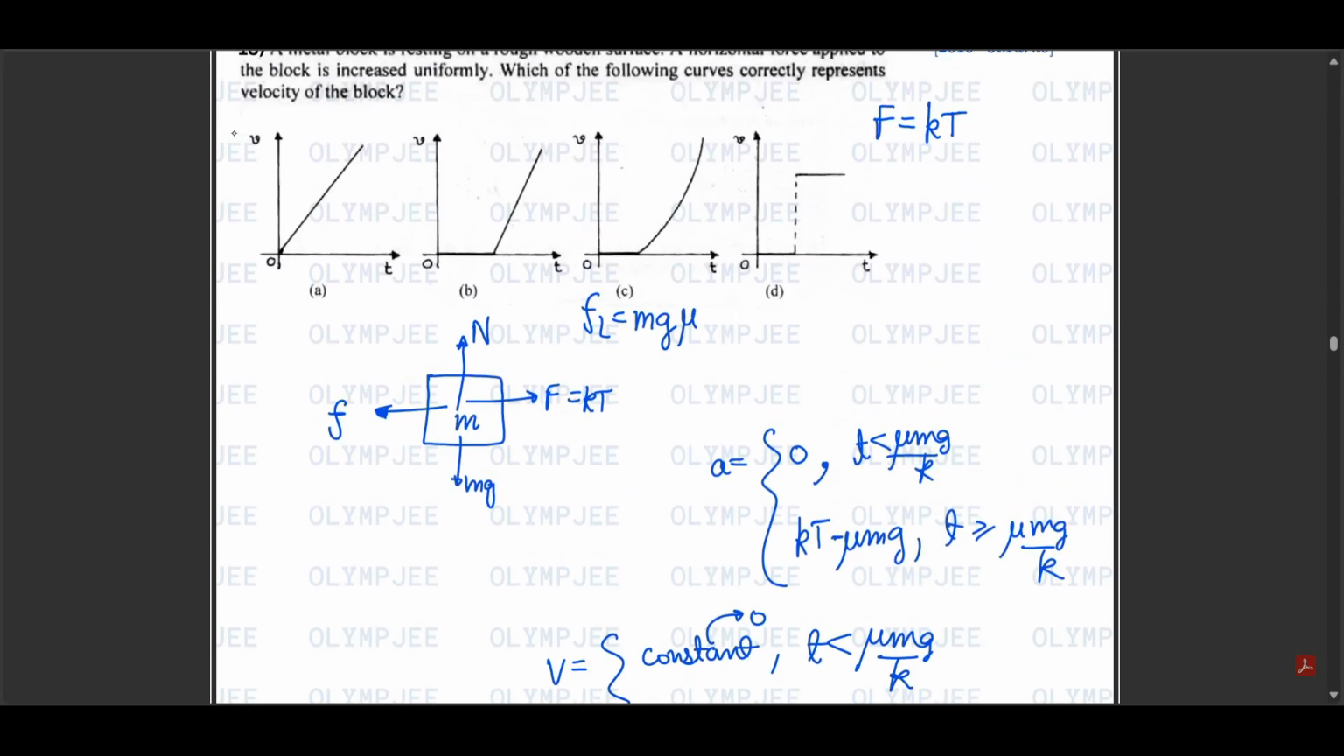So this is wrong because there is a straight line. This has first constant then parabola. So this is correct, option C. And this is wrong because this is a straight line. So the answer is option C.